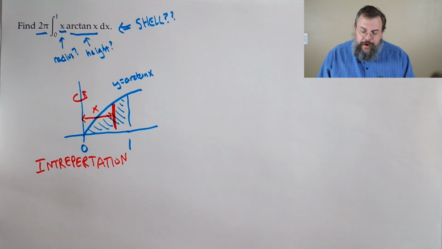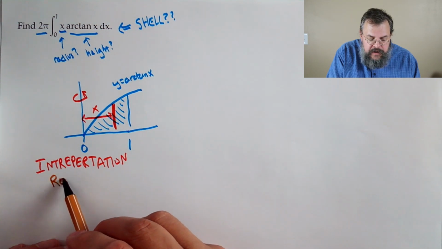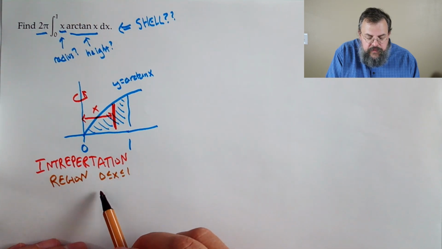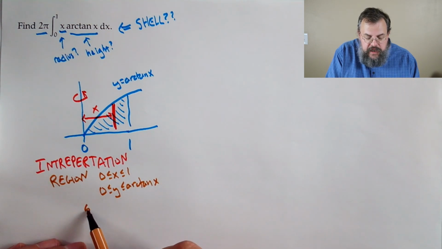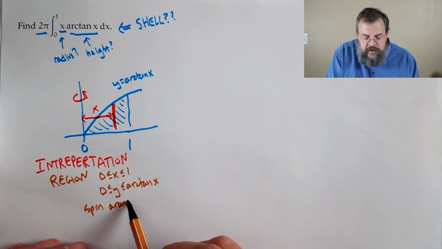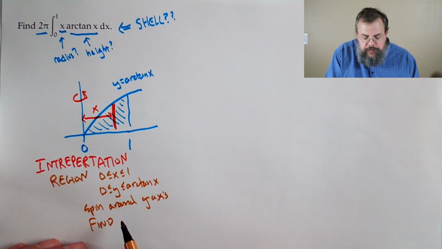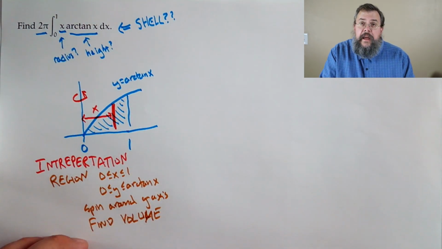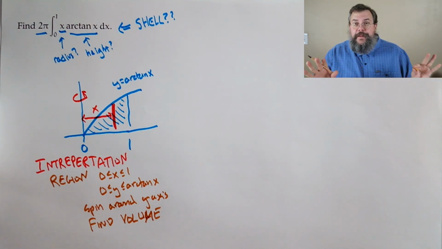All right, so what is our interpretation? It says we're going to take the region where we have 0 less than or equal to x less than or equal to 1, and 0 less than or equal to y less than or equal to arctangent of x, and we spin around the y-axis, and we want to find the volume. All right, so this integral can be interpreted in that way. Perfectly valid interpretation.